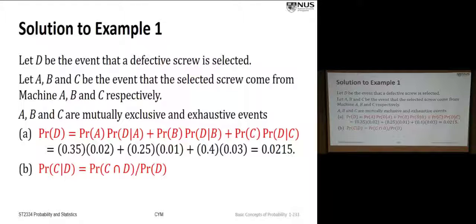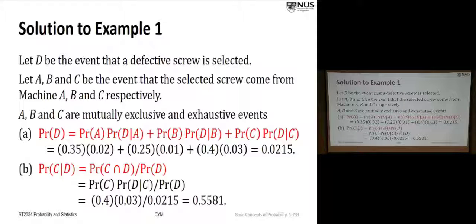Second part, given that it's a defective item, what is the chance that it is from machine C? Then we apply the conditional probability, and we get the answer, which is 0.5581. All right. So in other words, if we select a screw from a machine and we know that it is a defective screw, then it's more likely that it's from machine C than from the other machines.